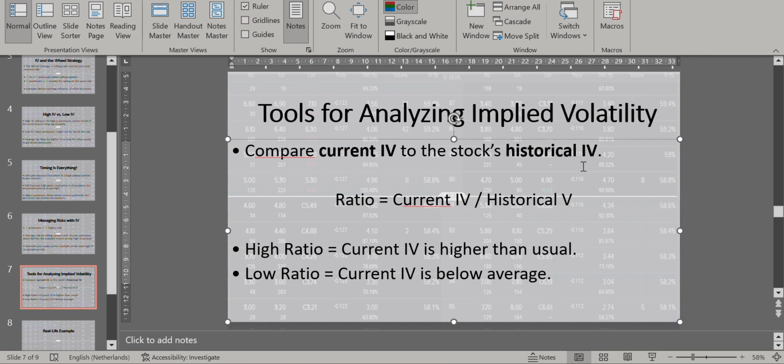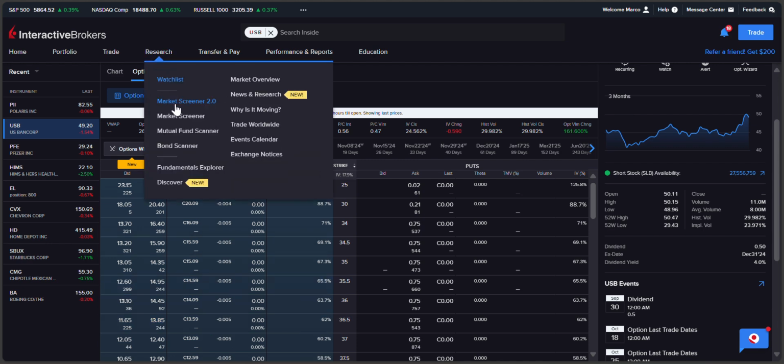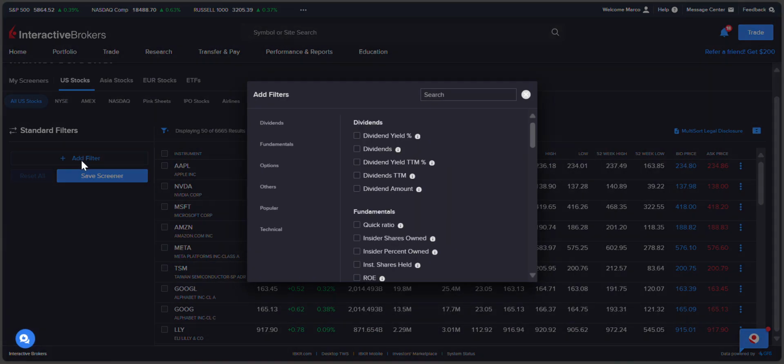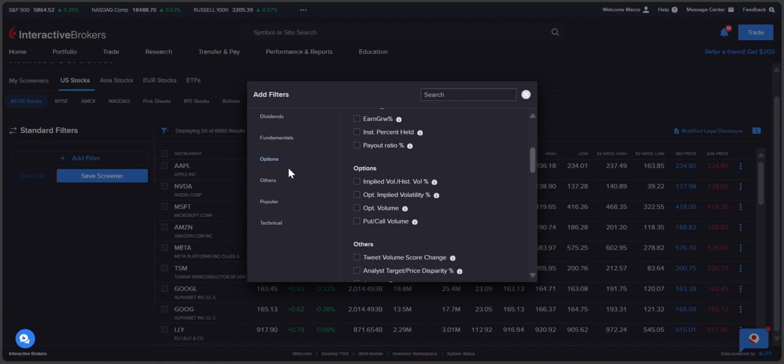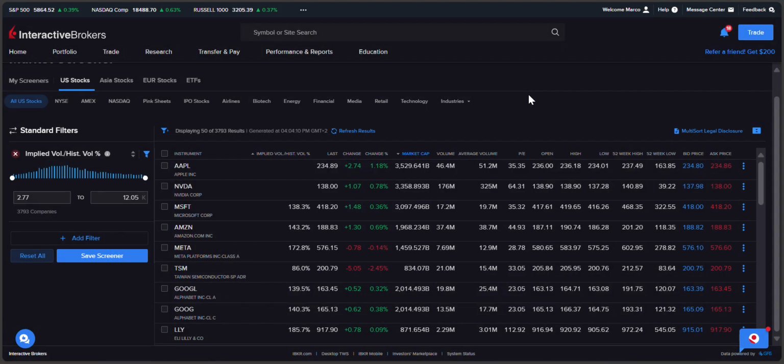And so we can simply do this, all right? And by doing this, you can consider the fact that there are several tools for you to do this. For example, if I go here to the market screener, you can add a filter, which is a very good one for this, which is this one. And then you have the ratio between the implied volatility and the historical volatility, because by doing so, you will be comparing apples to apples.